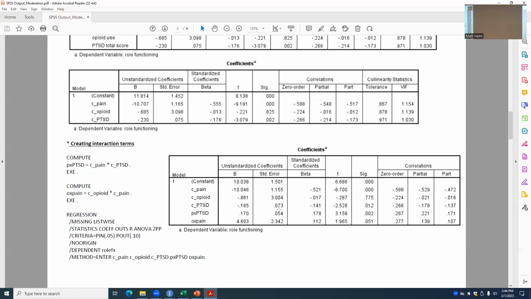Because if it's just their straight code, then we're talking about the unique effect of pain on role functioning for people who are not using opiates. Or if we flip that around, reverse code that, this is the unique effect of pain on the outcome for people who are using opiates, right? So what we can start to do when we're looking at these simple slopes is play around with 0 to give us the actual answers that we're really interested in, okay? So people see kind of what's happening in our model here.